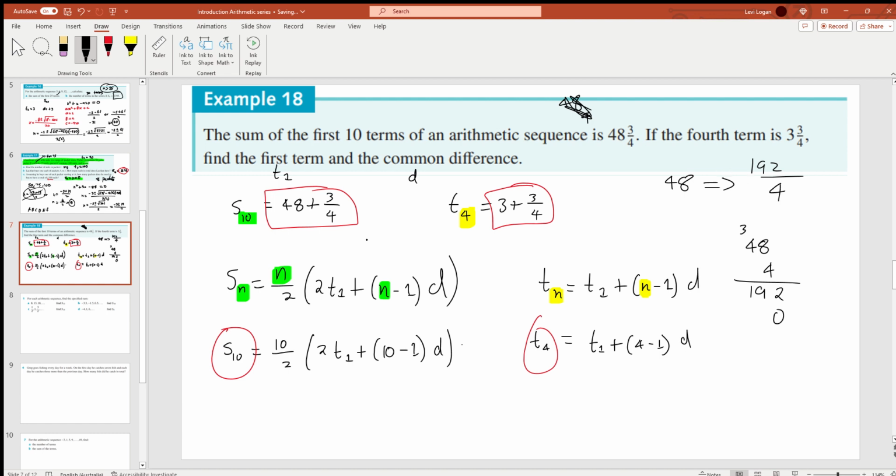So that'll be 48. And then if you add 3 on 4, like we have over here, all you have to do is add the stuff on the top. So you have 195 on 4. I'm going to replace that with 195 on 4. And if you double check in your calculator, it would give you 48.75, which is 48 and 3/4.